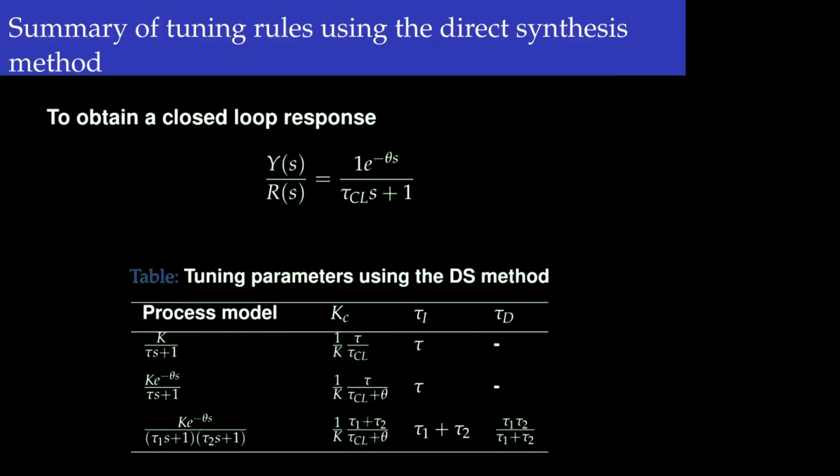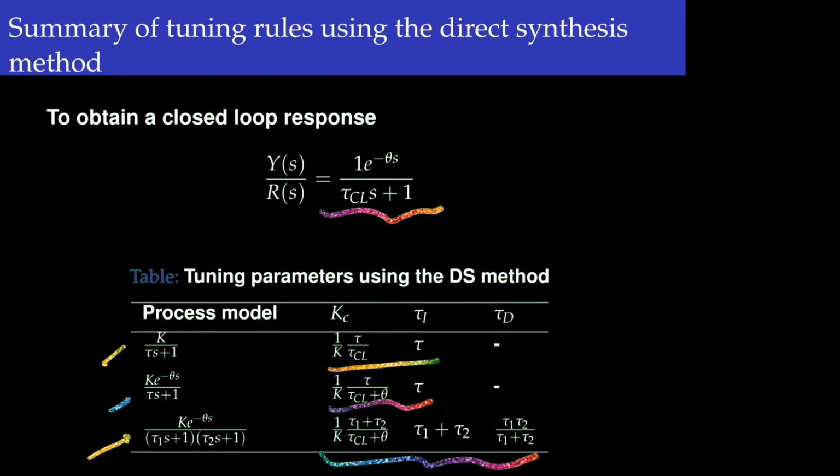Now, in summary, if the desired closed loop response is first order without delay, when there is a delay in the process, the closed loop response should have the same delay. When there is no delay, the closed loop response does not have the delay either. So if you have a first order, we get a PI controller with this parameter. If we have first order with delay, we get the PI controller with this parameter set, and if you have a second order process with delay, we get a PID controller.